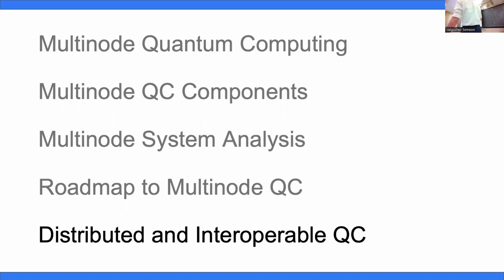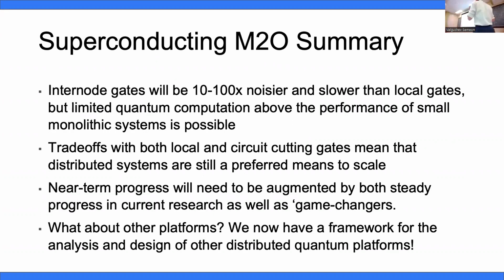I'm going to step back from my very intense focus on a single platform here, just to summarize. We saw that our internode gates are going to be 10 to 100 times noisier and slower than local gates. That's a lot better than the 100 to 1,000 that we might have been naively expecting. But even given that, we will see some quantum computation above the performance of monolithic systems before too long. Those trade-offs with local and circuit cutting gates mean that despite how noisy this is, it is worth building it. And we'll want to see steady progress in our current technology and game changers.